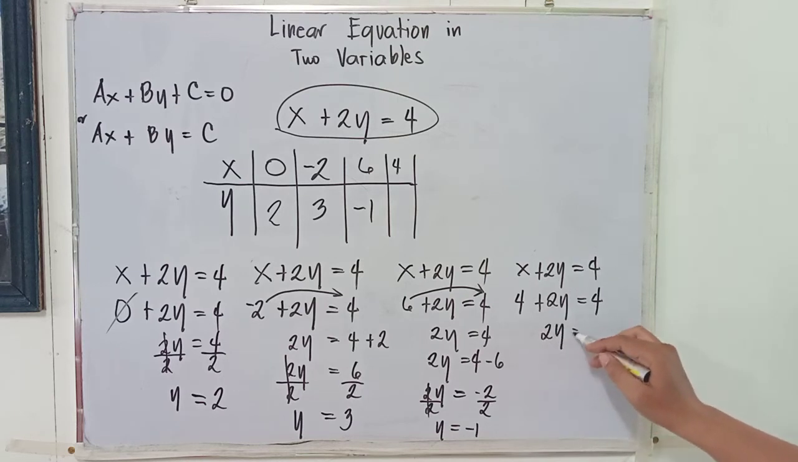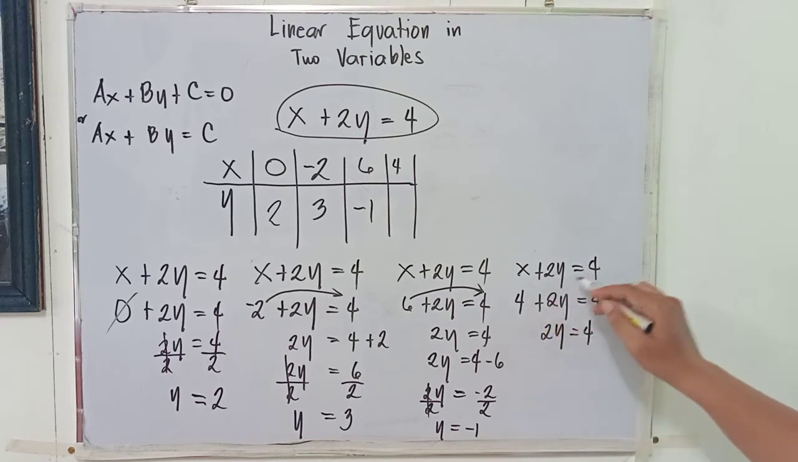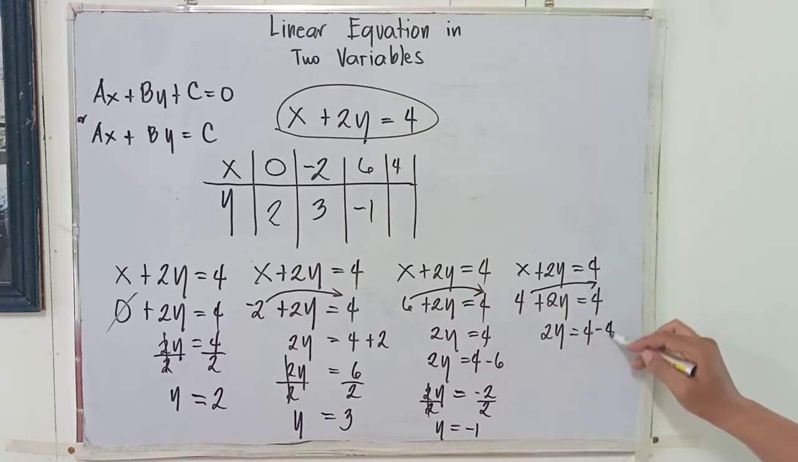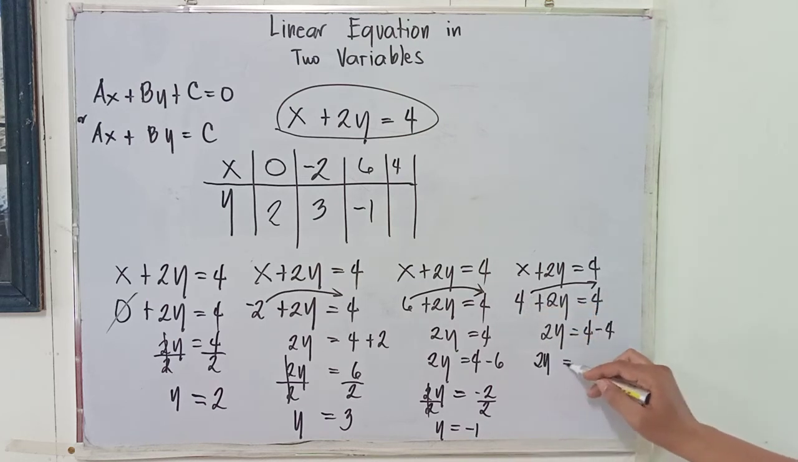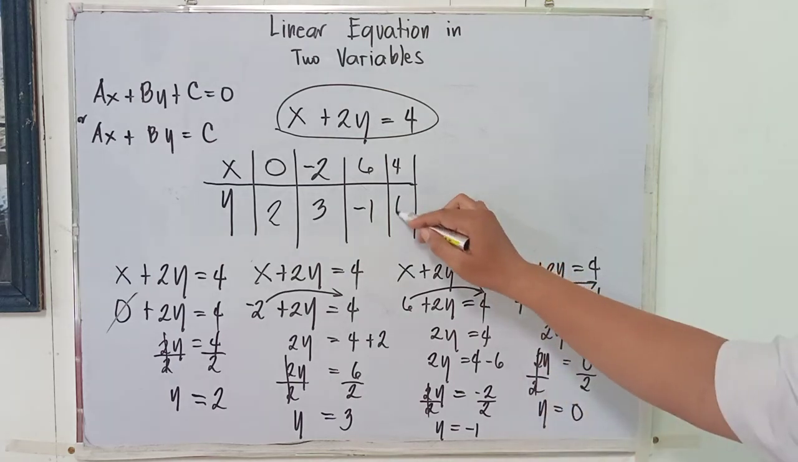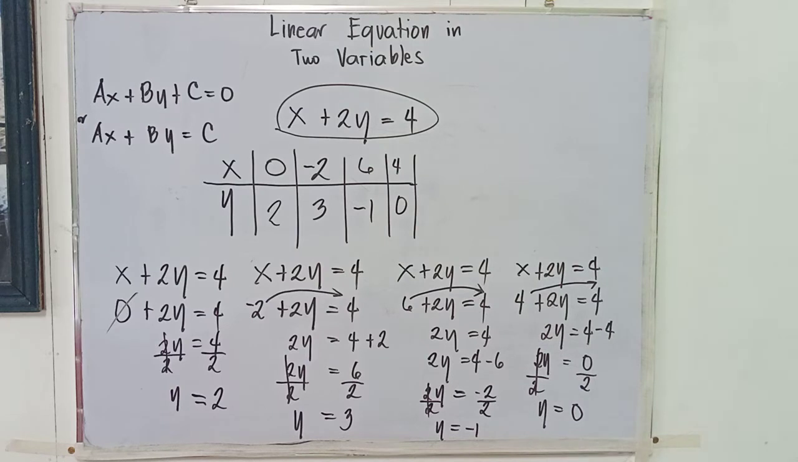Copy. 2y is equal to 4. Transpose positive 4 to the other side. Positive becomes negative. So therefore, 2y is equal to, what is 4 minus 4? 0. Divide by 2. So y is 0 divided by 2, which is 0. So therefore, y is 0. So here, we have now completed our table of values.